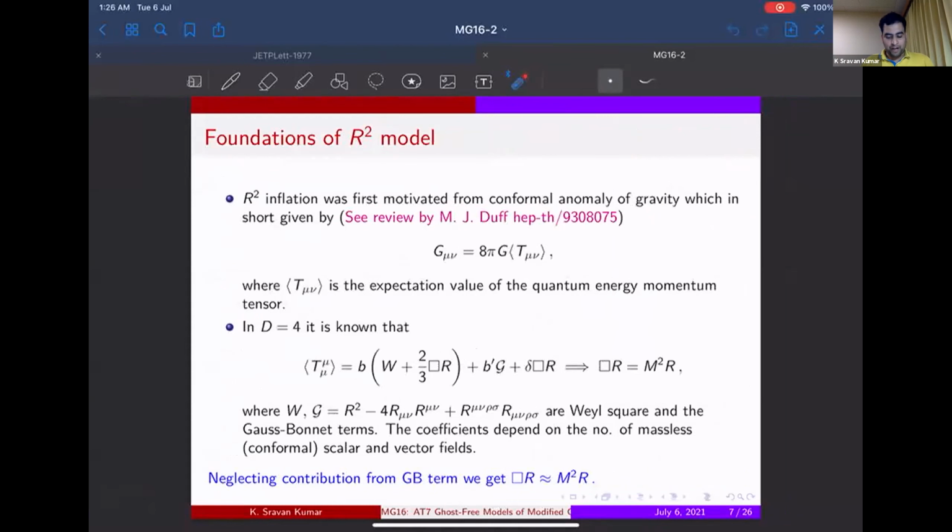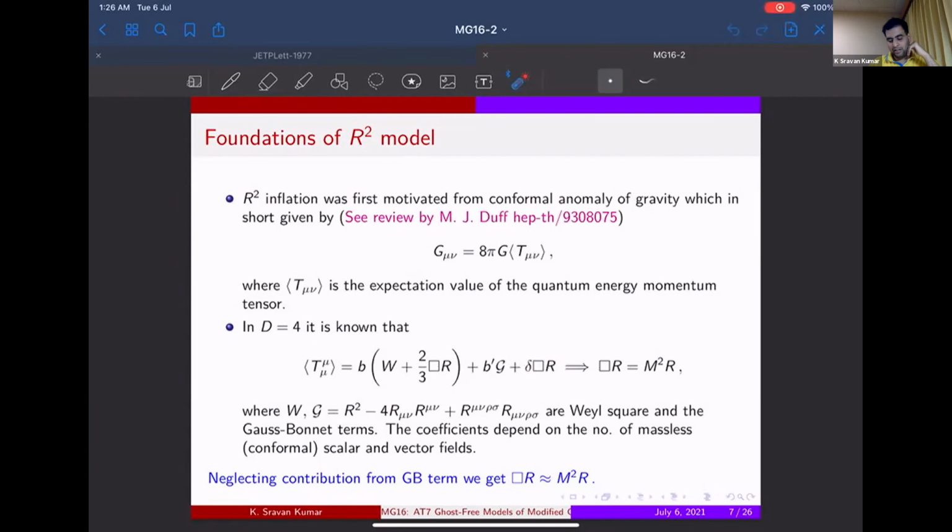So let me remind you that the motivations, the foundations of the R-square model are Starobinsky inflation, which date back to the so-called conformal anomaly. Basically, if you start with GR and put matter quantum fields and compute the expectation value of the energy momentum tensor, then we get a correction to the trace of the energy momentum tensor, which contains several terms. One of the terms is box R.